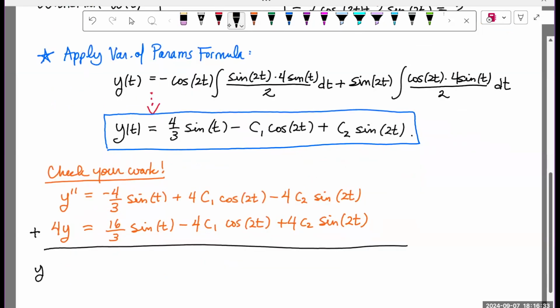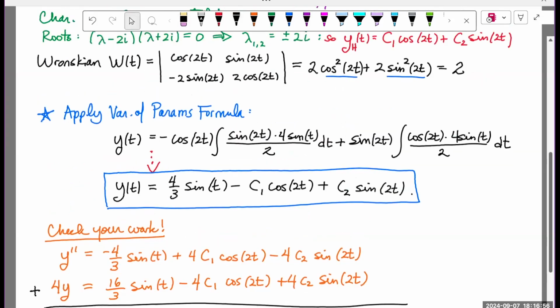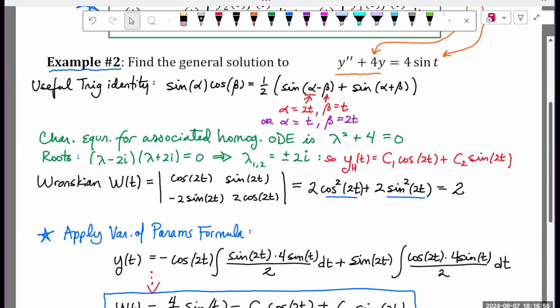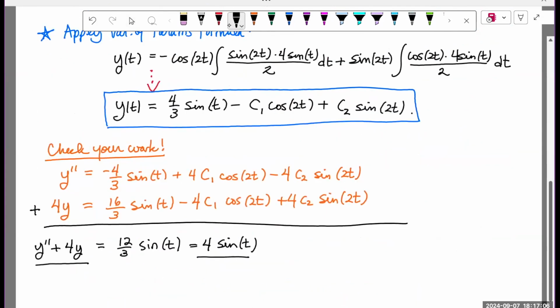Adding these together gives y double prime plus 4y, which was our original ODE, equals 12/3 sine t, or 4 sine t. What was our original differential equation? y double prime plus 4y equals 4 sine t. So fortunately, our orange solution works. Yay! Let's go to example 3 on the next page.